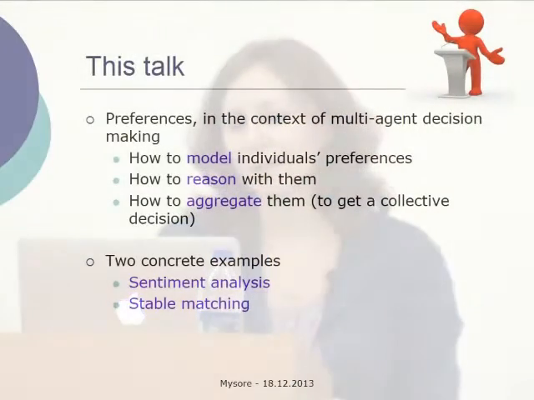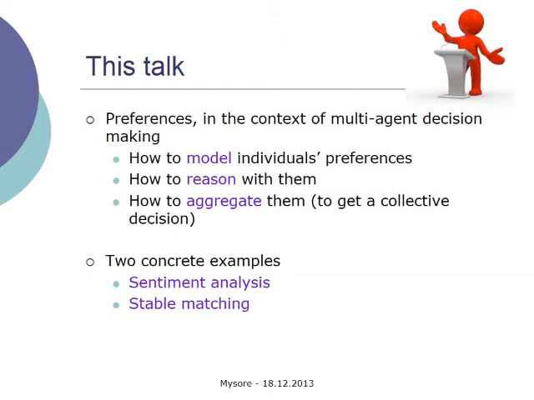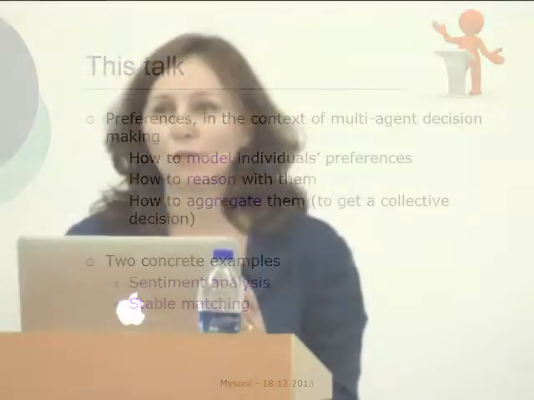So in this talk, I will focus on preferences, and in particular the use of preferences in the context of making a collective decision in a multi-agent system. I will focus mainly on three things. First, how to model the preferences of these individual agents, because when you have a lot of things to express your preferences on, you have an issue of how to model these preferences compactly. Then how to reason with these preferences, because you need to answer queries about your preferences. And then how to aggregate them to finally get this collective decision.